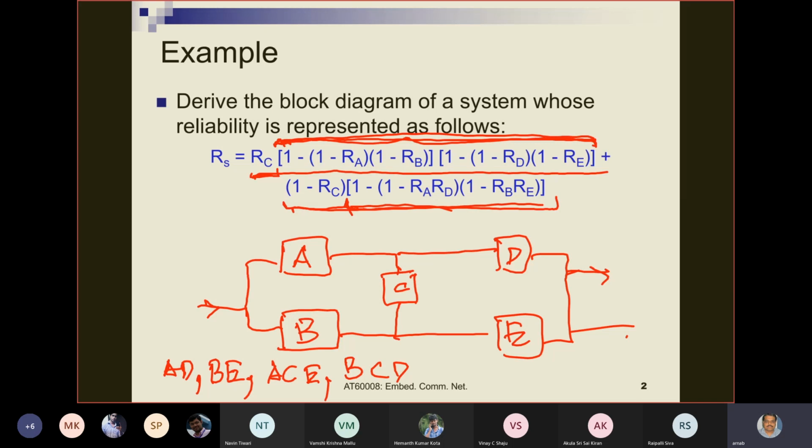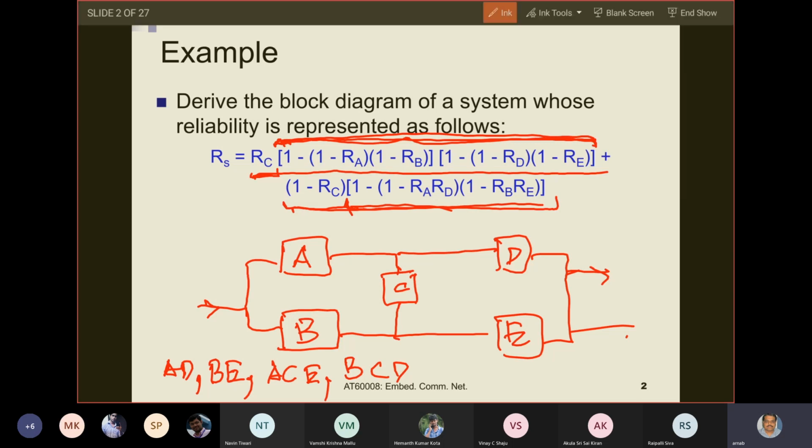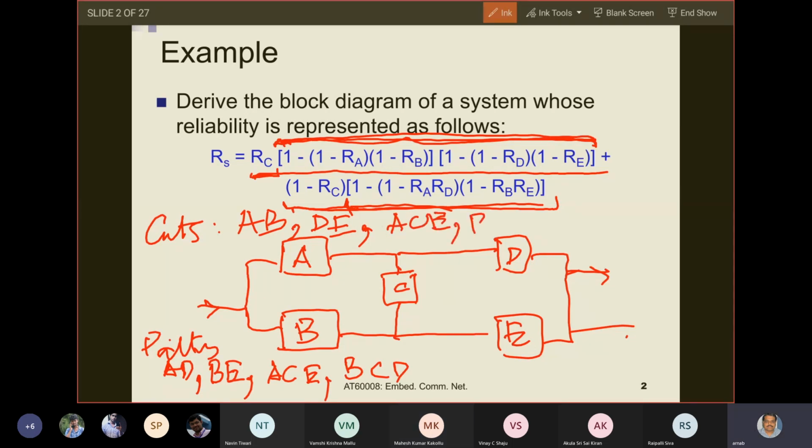Similarly, what are the other cuts in it? So I'll just jot down the cuts. These are the paths. Similarly, I will jot down the cuts. You said AB is a cut. Somebody also said BE is a cut. What are the other cuts? ACE, yes. ACE is a cut, and BCD is also a cut.